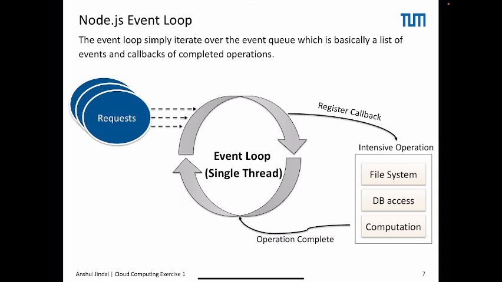Once this particular request, which is doing an intensive operation, is finished, it will come back to the event loop through a callback mechanism. And once this callback is finished, the response is sent back to the user saying that my callback is done now. So, does anyone see what could be a problem with this event loop?